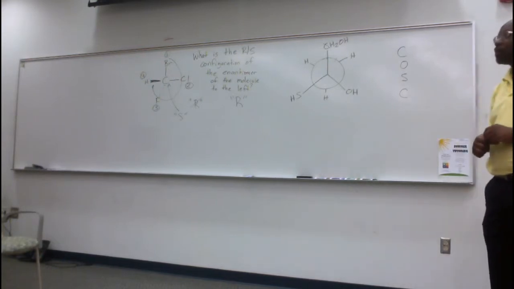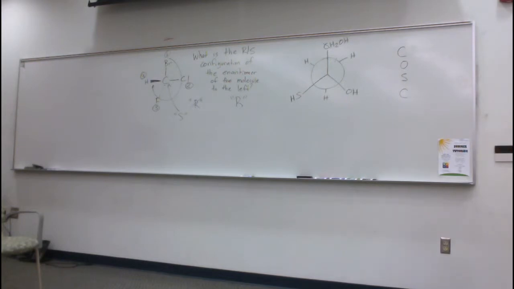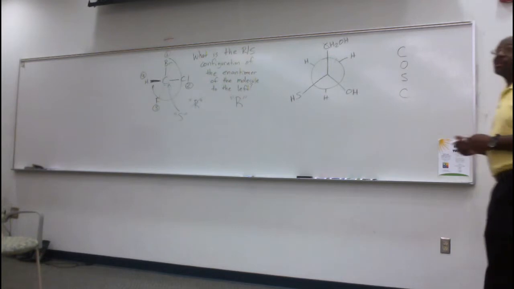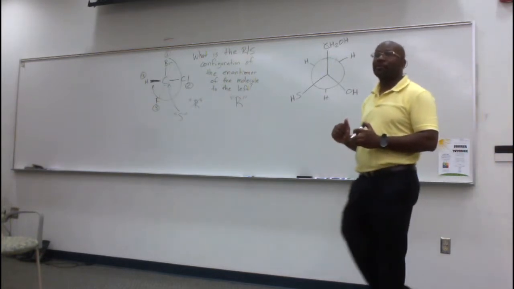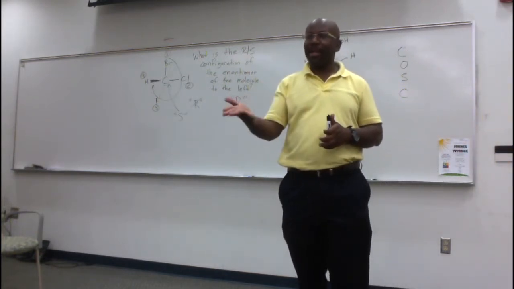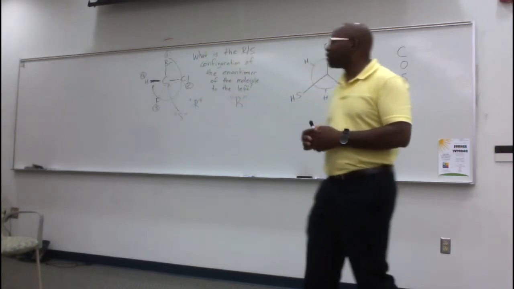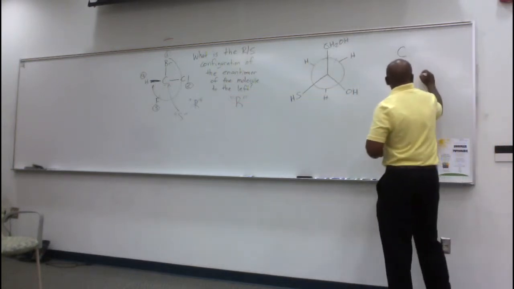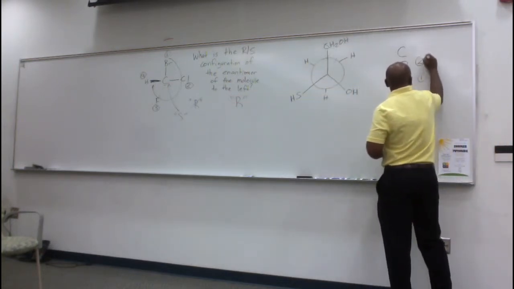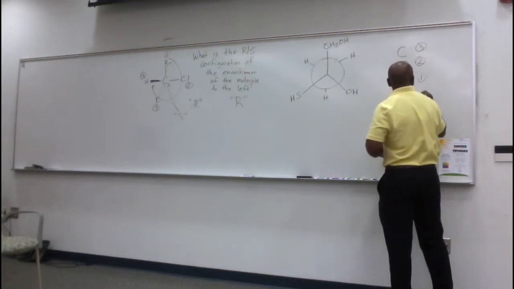We're going to arrange our groups according to atomic number. Which atom has the highest atomic number? Sulfur. And where do we get our atomic number values from? The periodic table. So you've got to memorize those. We got 1, 2, 3, 3.